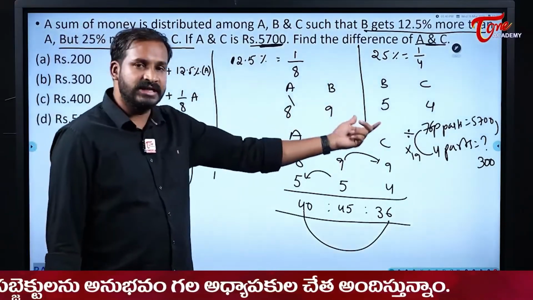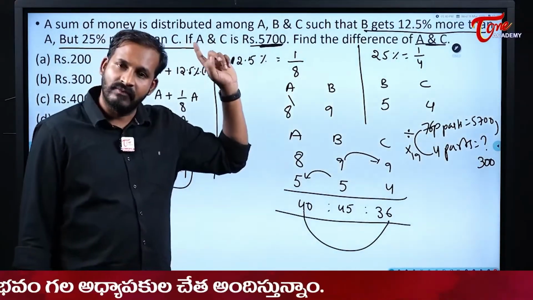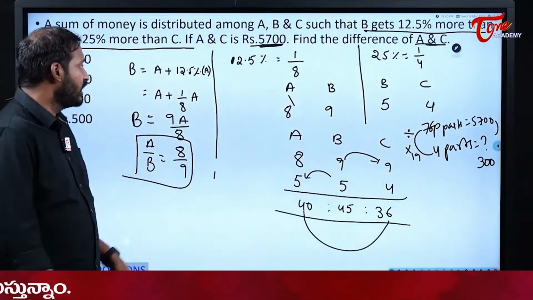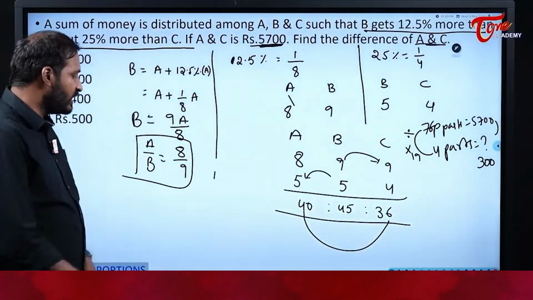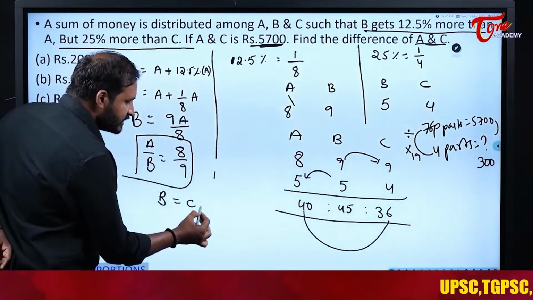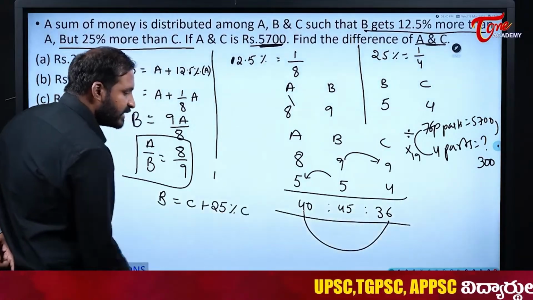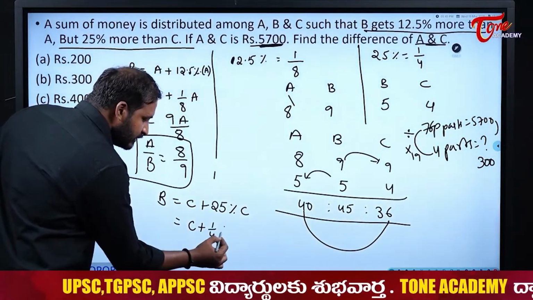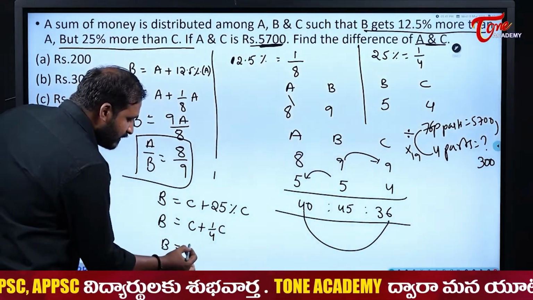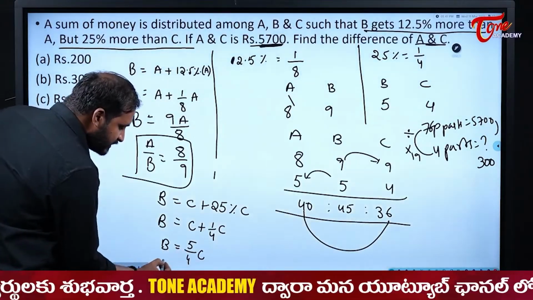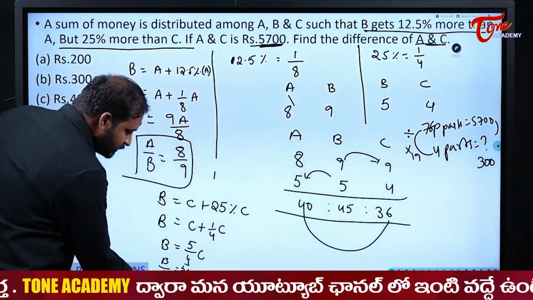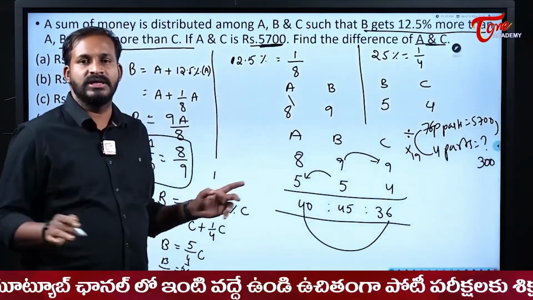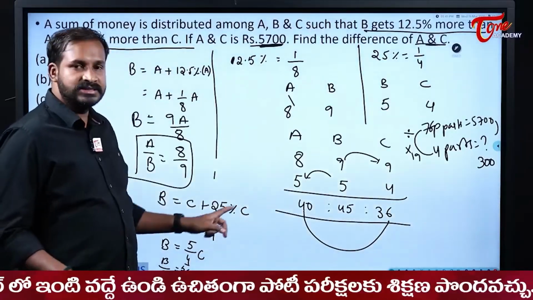If you were able to understand this concept, 1 by 8 and 1 by 4, we came across this while discussing percentage, students. If you don't have the idea, then go with the basic procedure. I have told you B gets 12.5% more. Similarly, B is getting 25% more than C. So B is C plus 25% of C. C plus 25% means C plus 1 by 4 of C. So B value becomes 5 by 4 of C. Now B by C becomes 5 by 4. Same thing, right? B and C, 5:4. So percentage, ratio and proportions are all interlinked with each other.